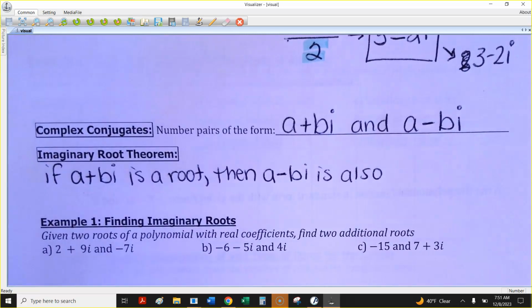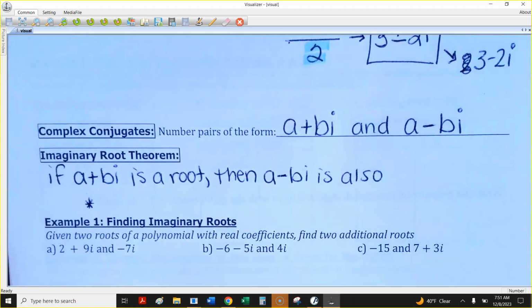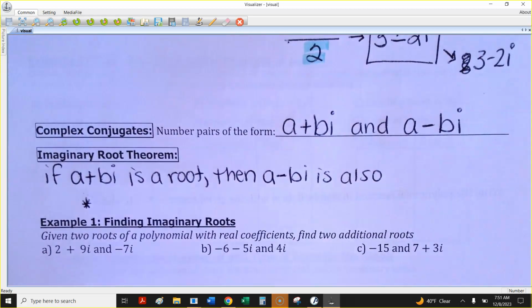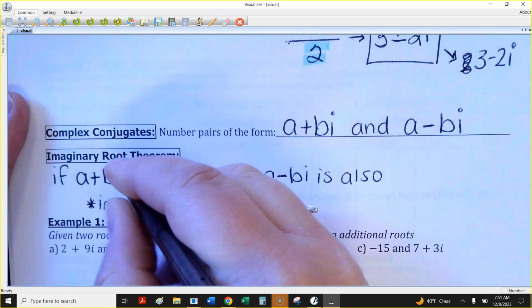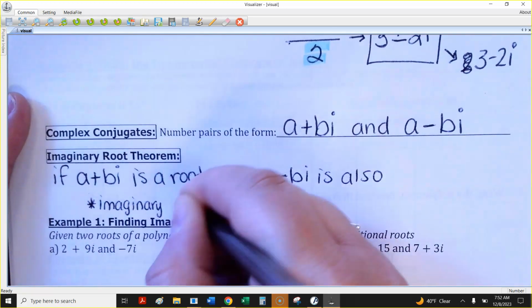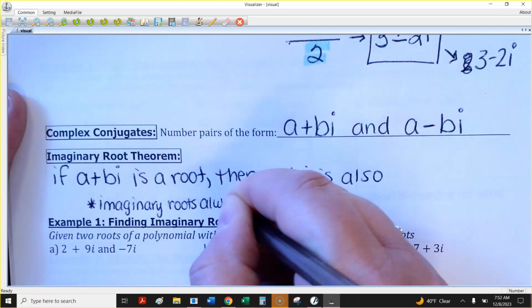So imaginary roots, and I'm just going to make a note of this. We did irrational roots yesterday. Those are real numbers. They're just nasty decimals. These are imaginary roots. So this will actually be more helpful for our last lesson, but I'm going to write this. Because you have conjugates, imaginary roots always come in pairs.